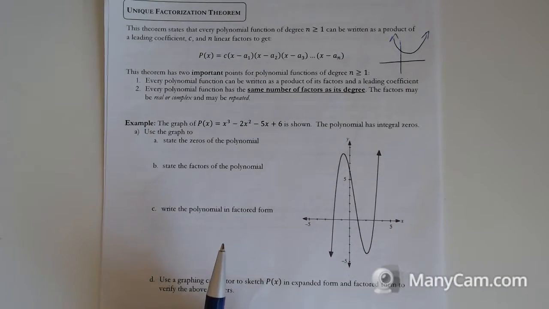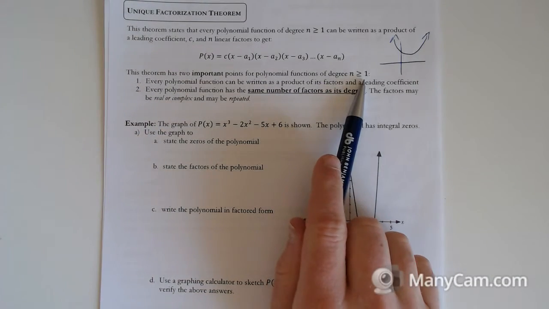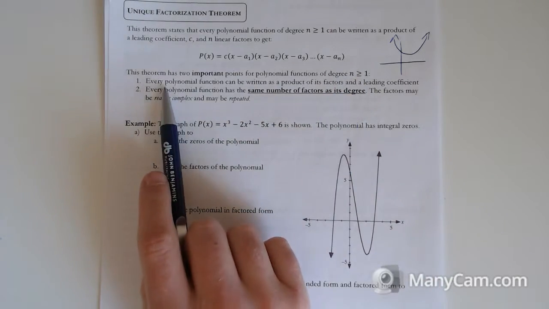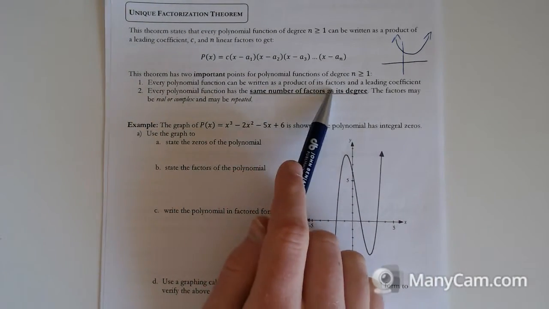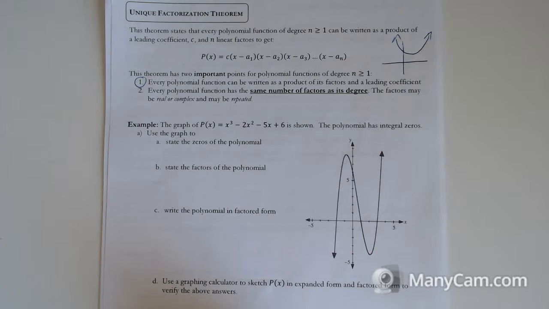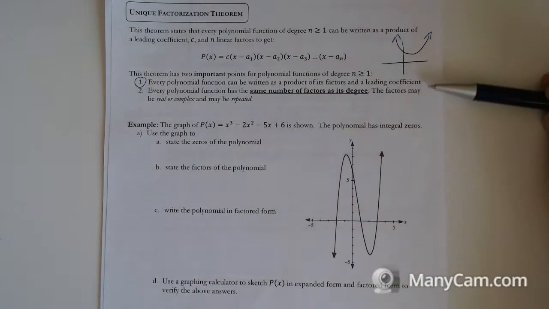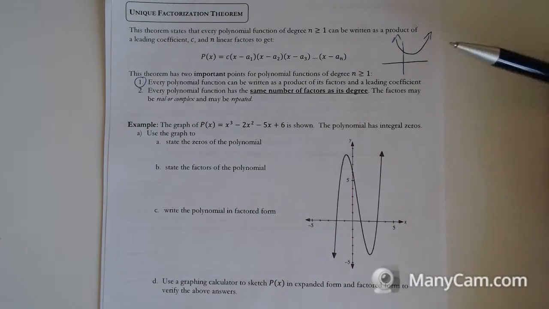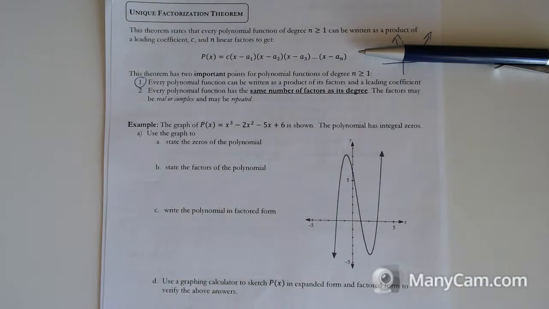So this theorem has two really important points for the polynomial function of degree n greater than or equal to 1. Every polynomial function can be written as a product of its factors and a leading coefficient. So that's number one. And it doesn't say it, but I don't know why they didn't write uniquely. I might be mistaken on that, but I'm pretty sure it can be uniquely written. Like if you are fully factored, there is only one final form a polynomial can get to when you're fully factored. I'll have to double check that after this video, but I'm pretty sure that's the case.